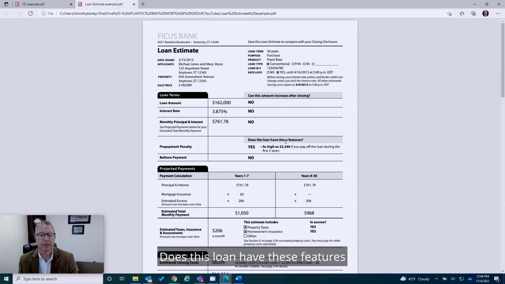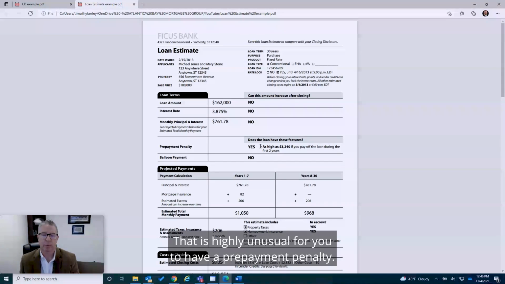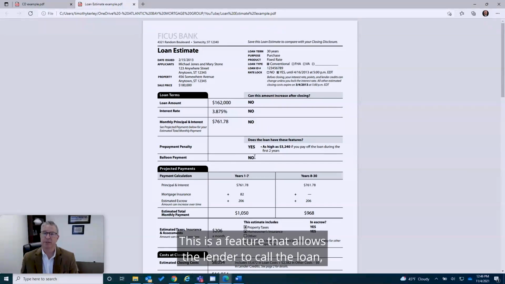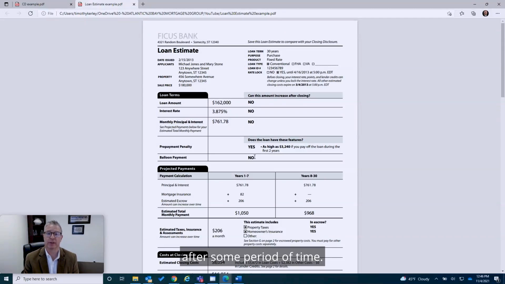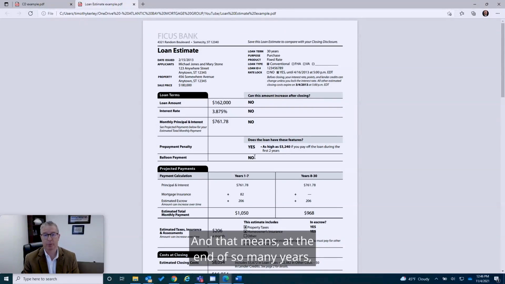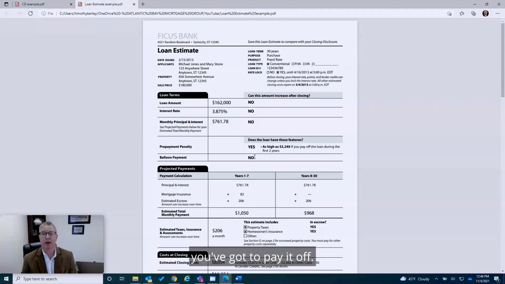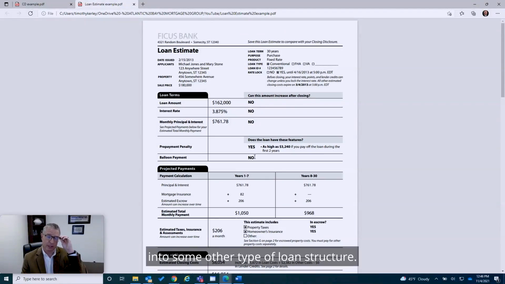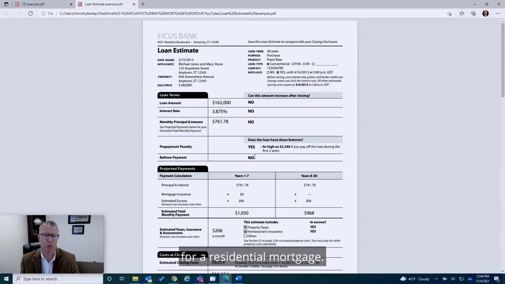Does this loan have these features, either a prepayment penalty? Now, this one is answered yes. That is highly unusual. You should expect that to be answered no, probably, unless you're doing some type of unusual loan. Same on the balloon payment. This is a feature where, after some period of time, let's say 5 years, you would have a balloon payment. That means at the end of that period, whatever the balance is at that point, you've got to pay it off, or you've got to refinance the loan into some other type of loan structure. Again, that would be highly unusual for a residential mortgage.